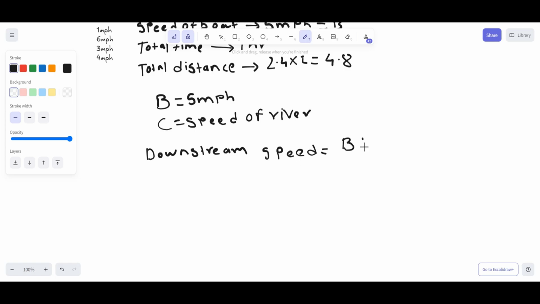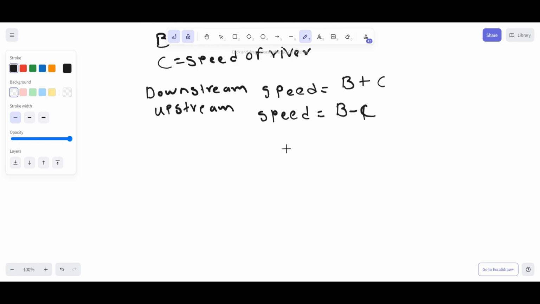That is b plus c. Then upstream speed is b minus c. So what we can do next, calculate time for downstream and upstream. Distance downstream is 2.4 miles and distance upstream is the same 2.4 miles. And we have the formula time equals distance upon speed.